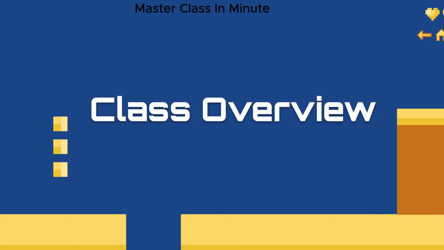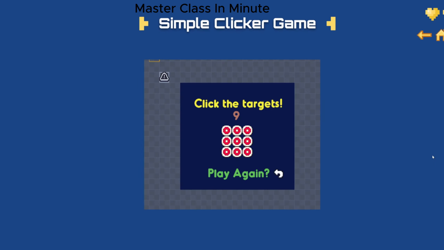So let's go through the class overview on what you're going to be learning because I think it's very important that when you take a class that you know what the steps are going to be for your end goal. So this is our simple clicker game. So what we want to do is once we click these targets, okay, it's going to start a timer, and then once it all goes down to 0, we want to play again, okay?